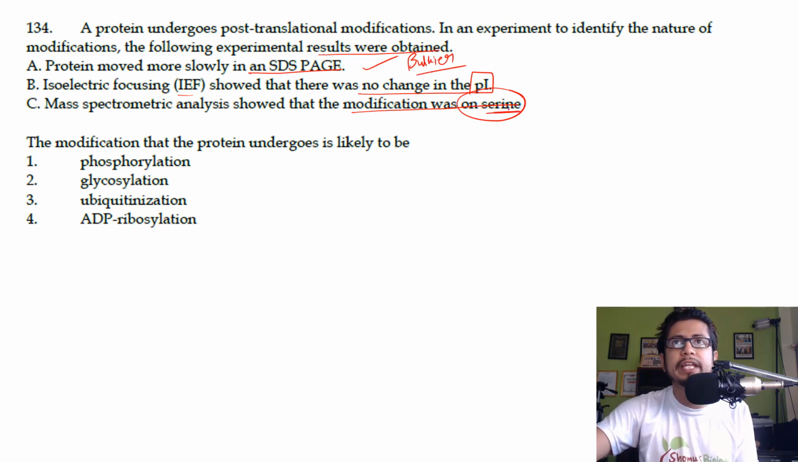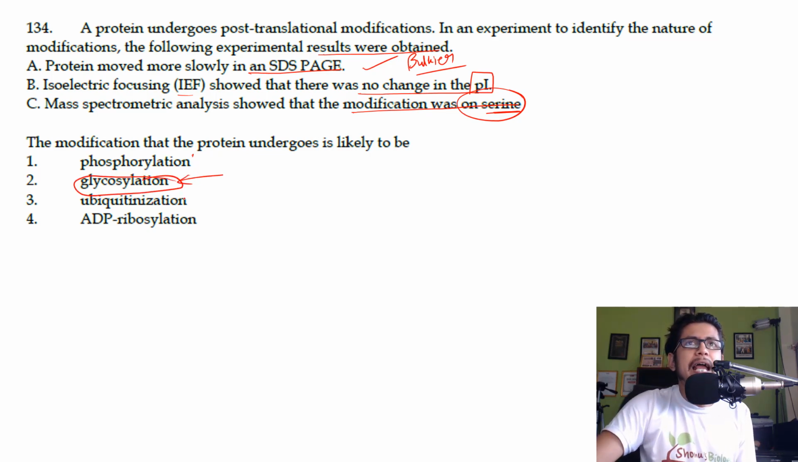Modification to serine means, among the options, phosphorylation, glycosylation, ubiquitination and ADP ribosylation, the one modification that is done on serine residue most is glycosylation. Due to the glycosylation, the protein becomes bulkier, and as a result it will slow down the movement in the SDS-PAGE. So obviously option 2 is the correct one.